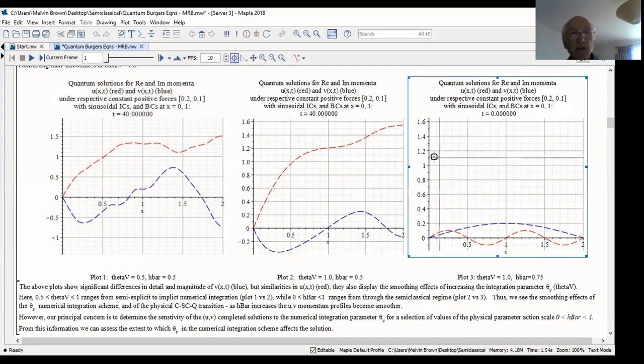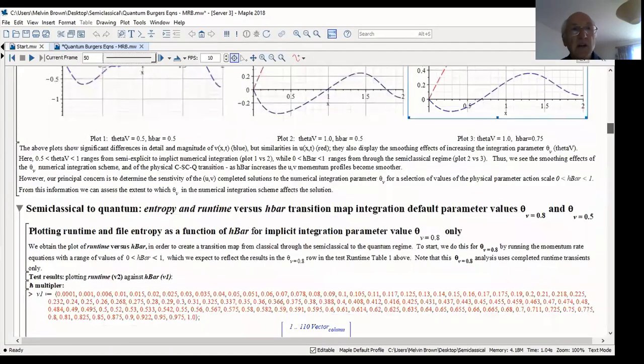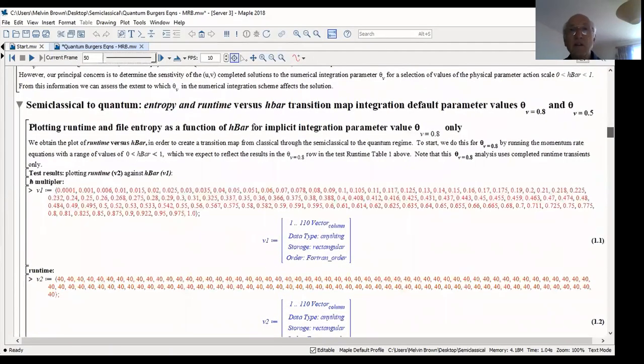We've demonstrated here 2 particular values of h bar, which is the physical parameter. And you can see there on the right the dynamics of that particular solution being demonstrated with the slider on the top left where it says current frame 50. So we run it from 0 to 40 seconds in each case of all of these files, for each parameter set, theta v and h bar in the table that we're showing above. So that's the end of that. A little bit of a section there.